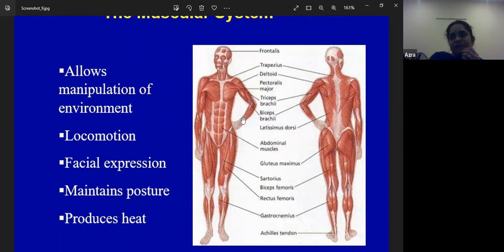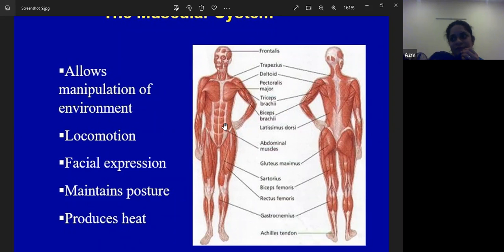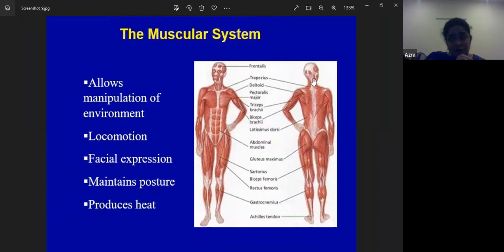Like he kept his hand on his backside. Okay, so this is the posture. So these postures, facial expressions, locomotion, and producing heat, all of this comes under the muscular system.